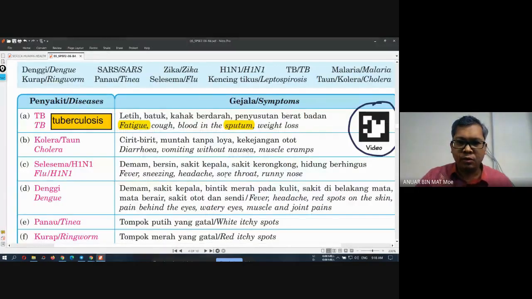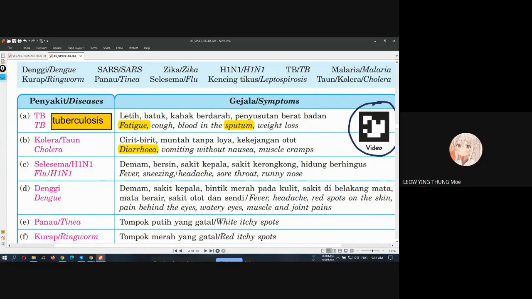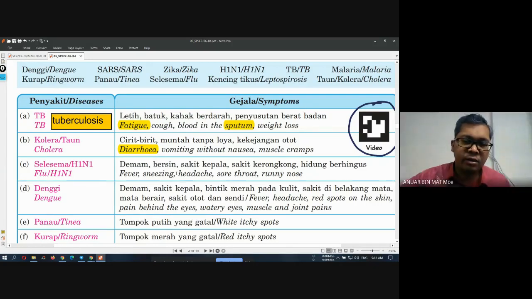Okay, so blood in the sputum, you got blood in the sputum, and then weight loss. Okay, the second disease, what is the symptom? Diarrhea. What is diarrhea, class? Diarrhea is what? Stomach ache. Yes, maybe from stomach ache.